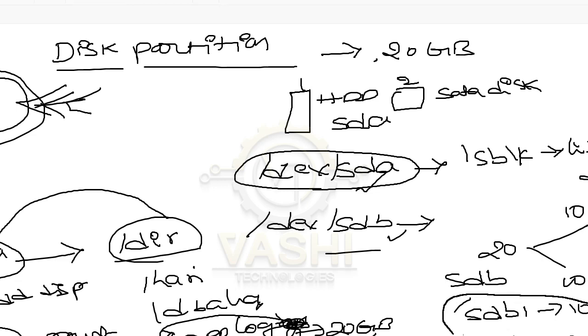How can we create the partitions? By using the fdisk command. Fdisk means format disk.